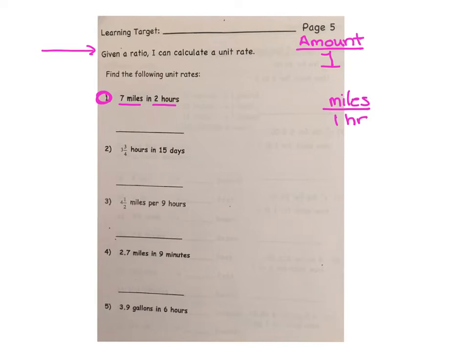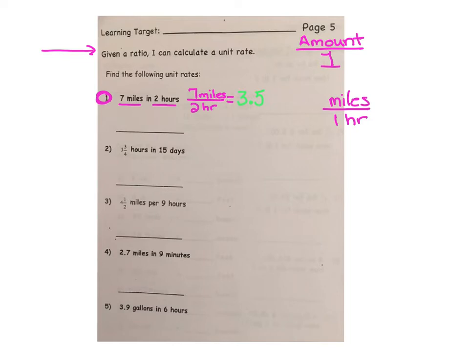Let's set up a ratio. We know miles should go on top, 7 miles, and hours on the bottom. Please write this down and take notes. You're also going to need your calculator to divide 7 by 2. Now, grab your calculator and punch in 7 divided by 2. The 7 must go in first. You should get 3.5.